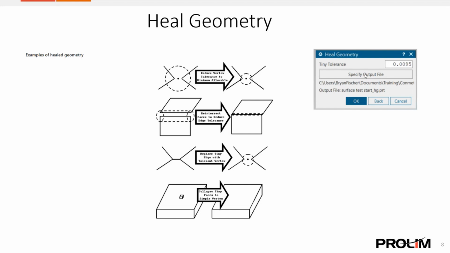So you can see here, we can set that tolerance. We can specify an output file. So this here allows me to go in and specify that file. But when I go to output it, it creates a brand new file. It's not going to clean it up in the file that you're in. It's going to create a heal geometry file. So with that being said, I'm going to go ahead and play this video real quick.